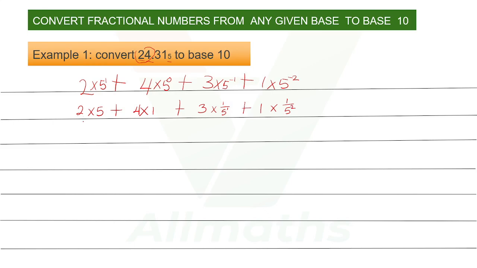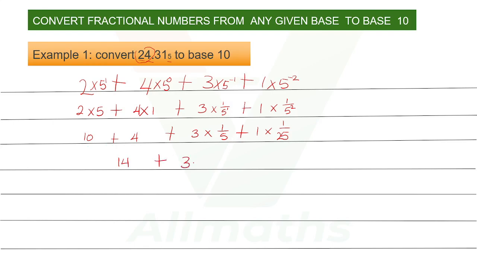Now, let's continue our simplification. 2 multiplied by 5, you are left with 10 here. 4 multiplied by 1, you are left with 4 here. Addition is still intact. Let's take this step: 5 raised to the power of 1 is 5, so let's leave it that way. Then 1 multiplied by 5 raised to the power of 2. Remember, 5 raised to the power of 2 is not 2 times 5. Rather, it's 5 times 5, which is 25. So here we have 10 plus 4. Let's just go ahead and put 14 here.